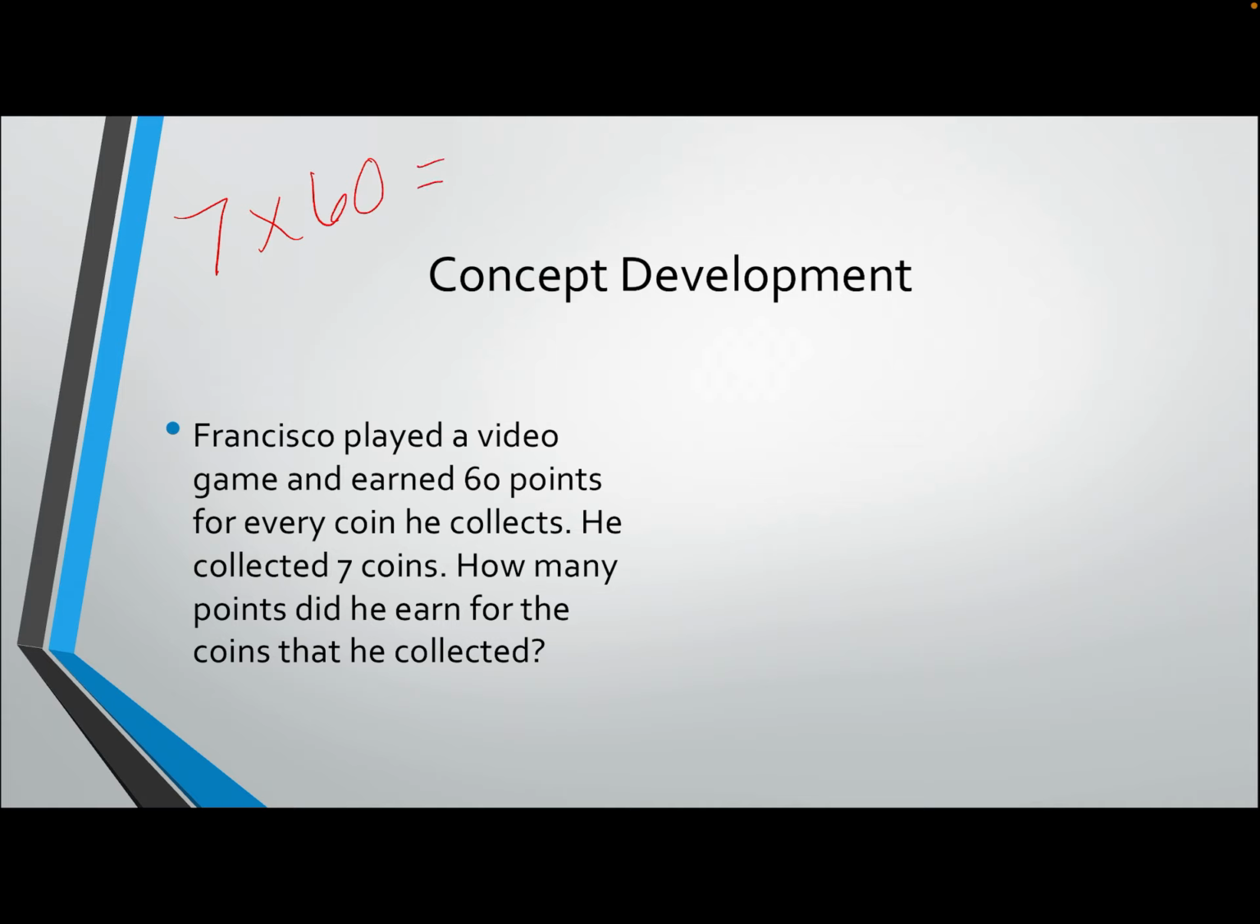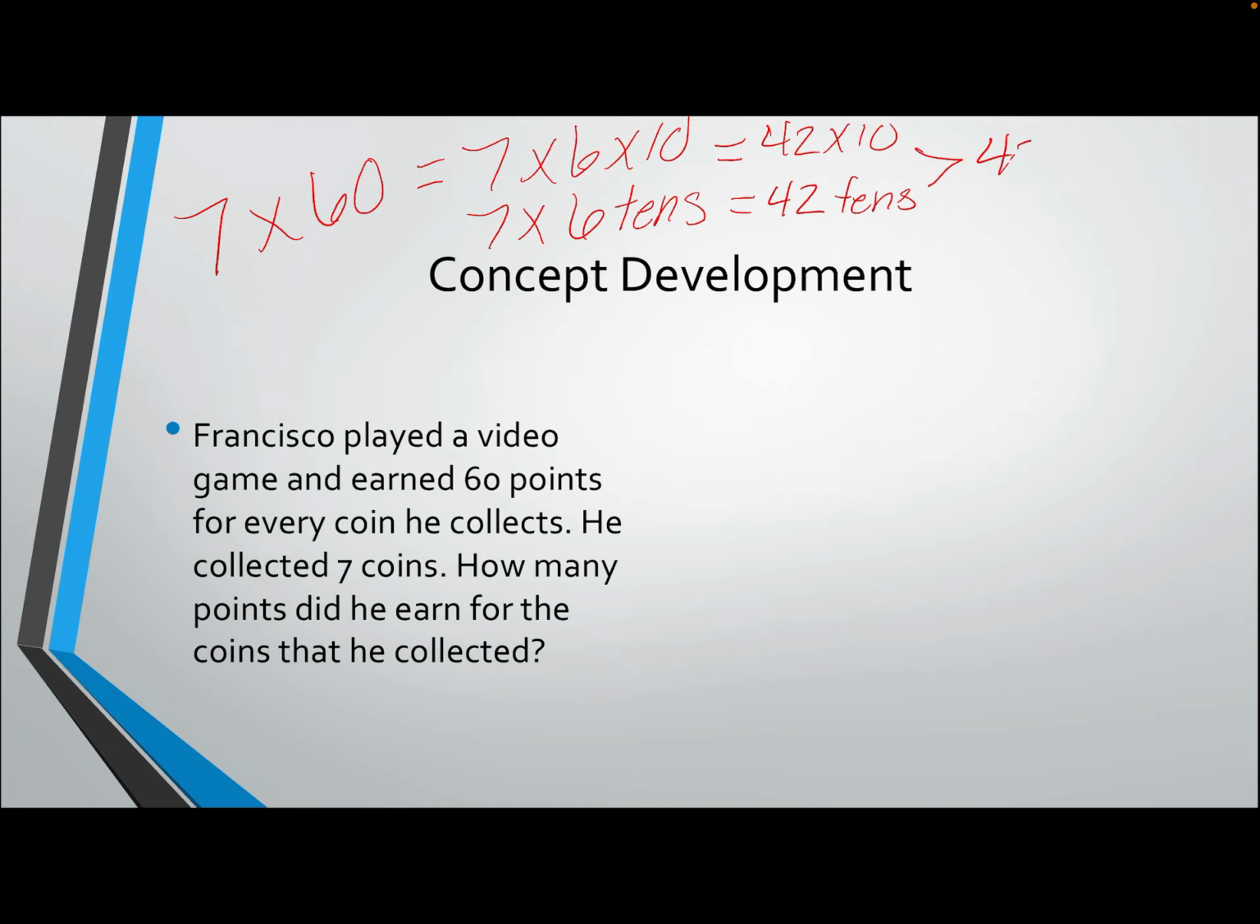Now, we can make this a little bit easier on ourselves if we want and do 7 times 6 times 10. Or we can do 7 times 6 tens. Either way, we're going to end up with the same answer. Here we'll have 42 times 10. And here we'll have 42 tens. And they both, whenever you find the final answer, it's going to give you 420. So how many points did he earn for the coins he collected? 420 points.